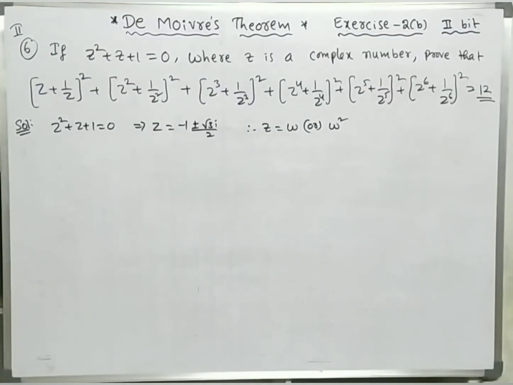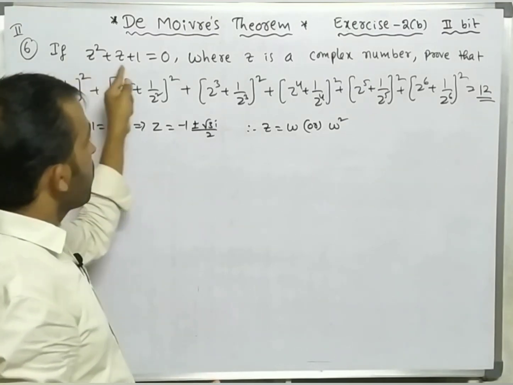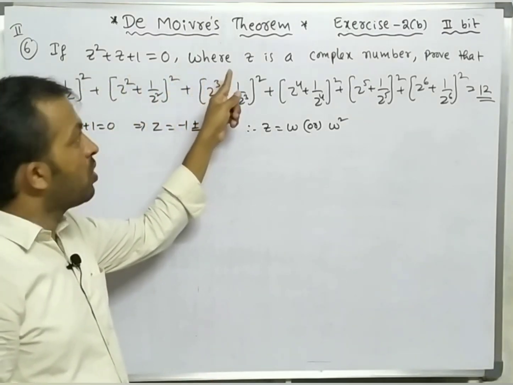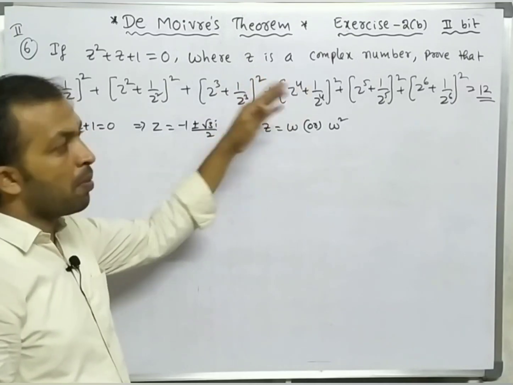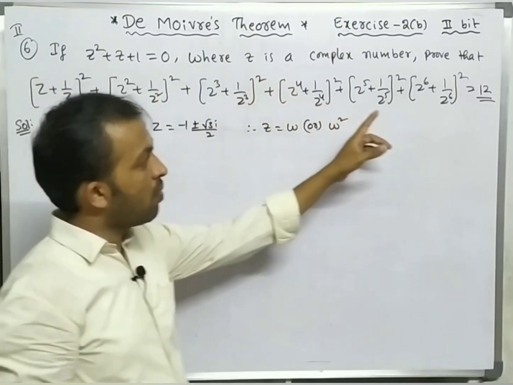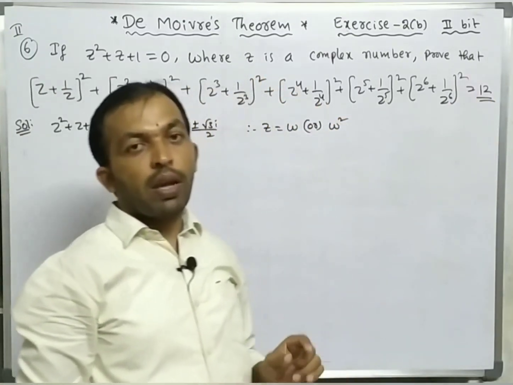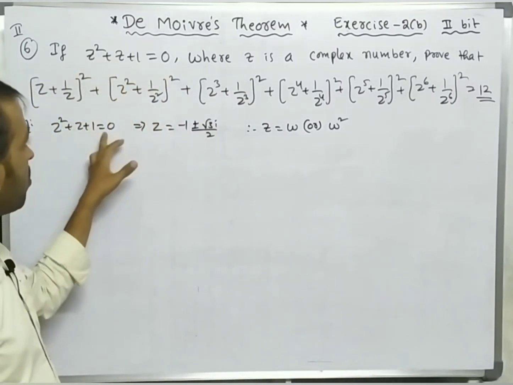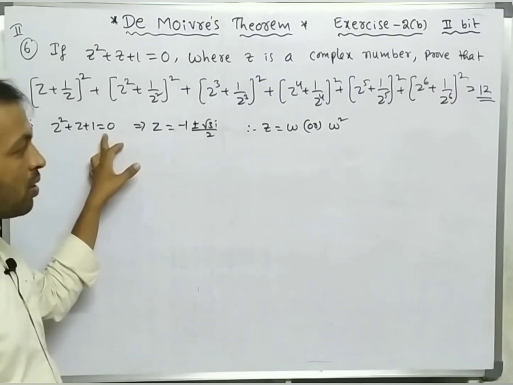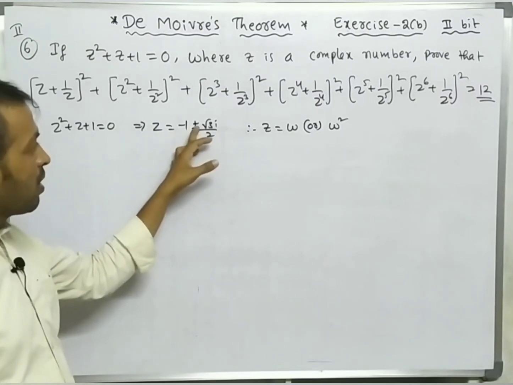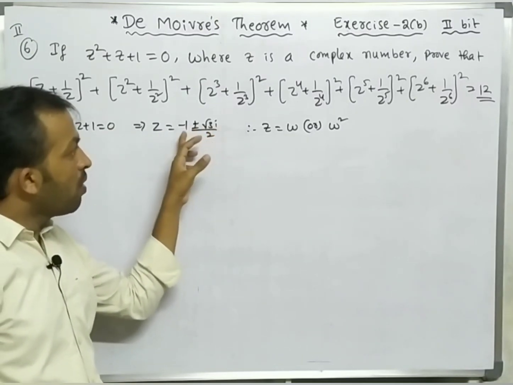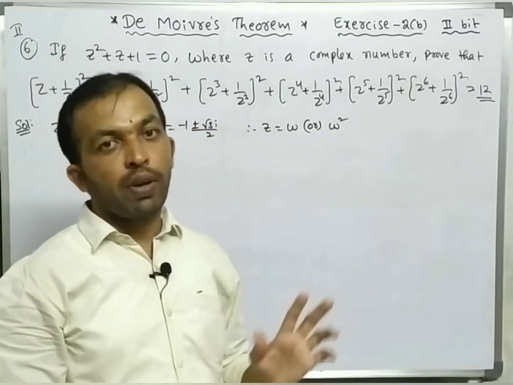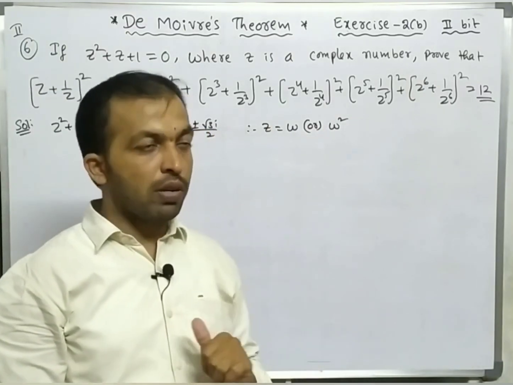Last problem of the second bit, that is the sixth problem. If z square plus z plus 1 is equal to 0, where z is a complex number, prove that this quantity is equal to 12. Already we have solved z square plus z plus 1 is equal to 0. It is a quadratic equation. By solving, we will get z is equal to minus 1 plus or minus root 3 i by 2, which are omega, omega square. Already we have solved.